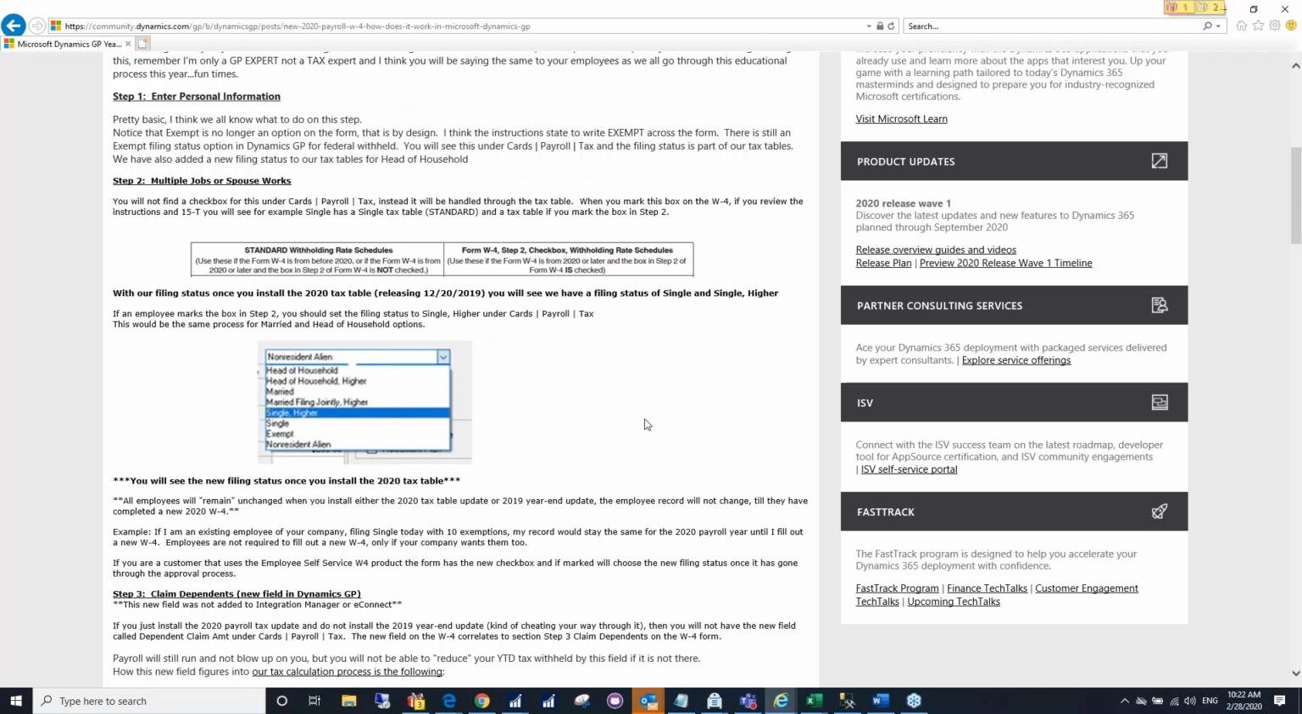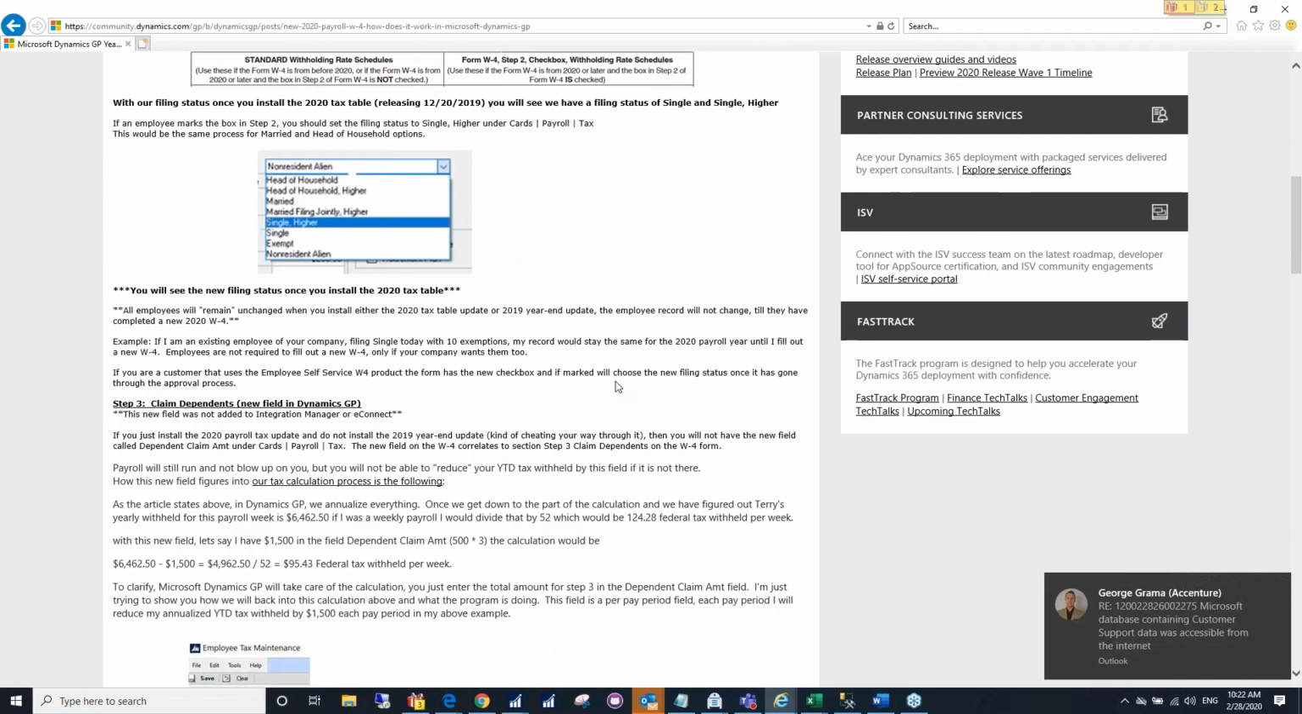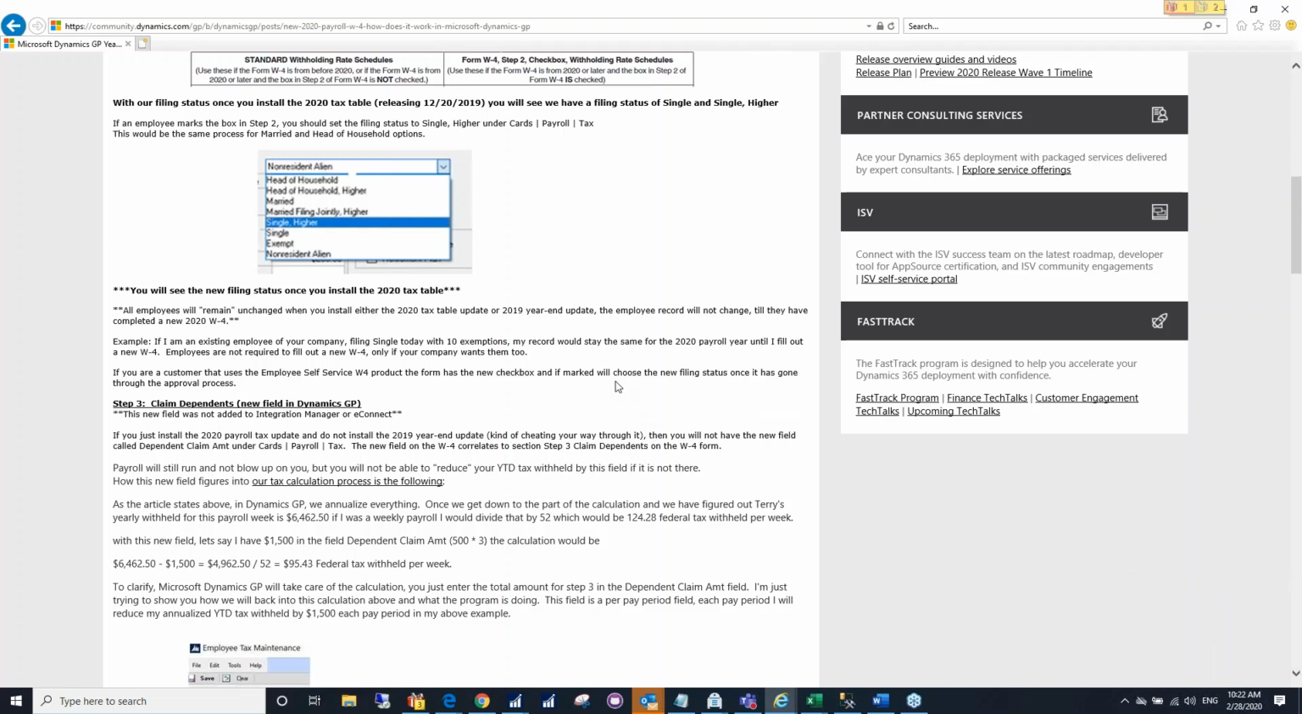Perfect. That helps us, right? That does help us. So if they check the checkbox in step 2, that should always be 0, right? Yep. And we will not do it for you automatically. That's something you have to change when you're in that window.